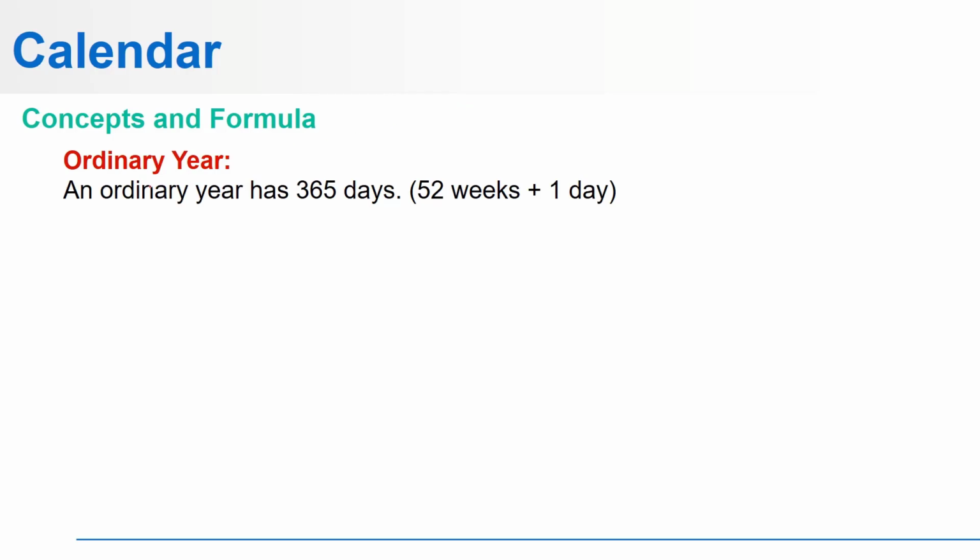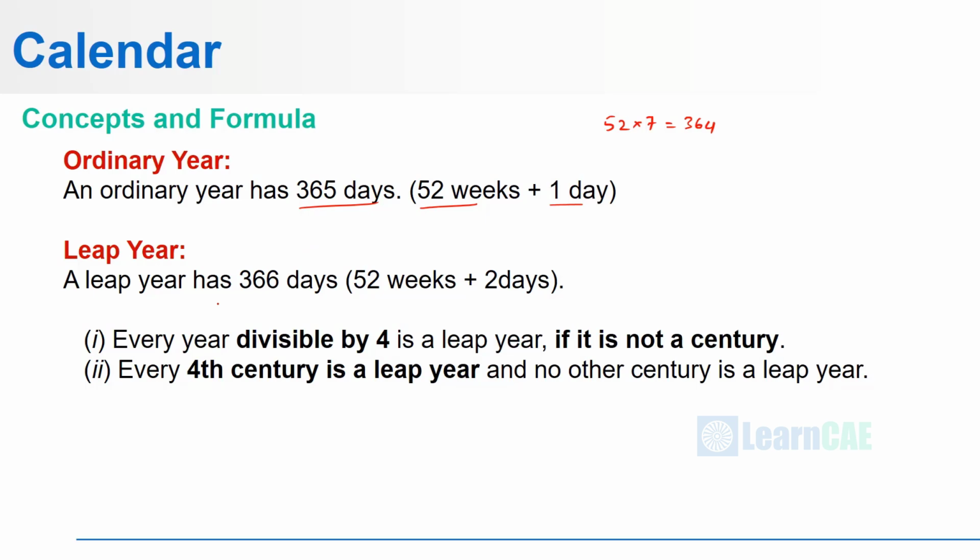The first one is ordinary year. An ordinary year has got 365 days, out of which there are 52 weeks and 1 day. That is 52 into 7 is equal to 364 days plus 1 is equal to 365. That is an ordinary year. Next is leap year. A leap year has got 366 days, that is 52 weeks plus 2 days extra.